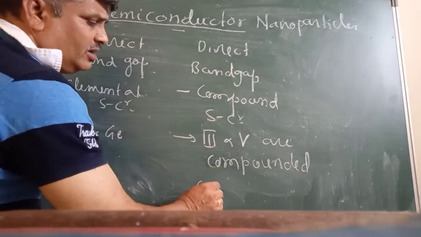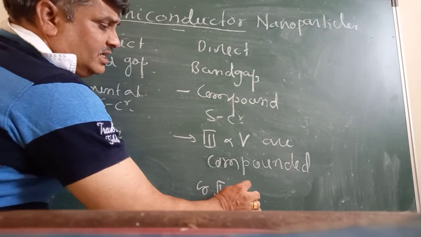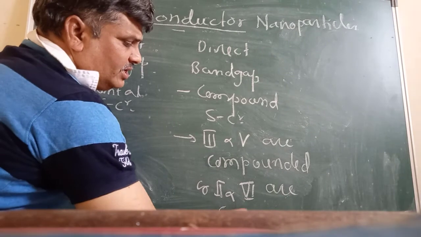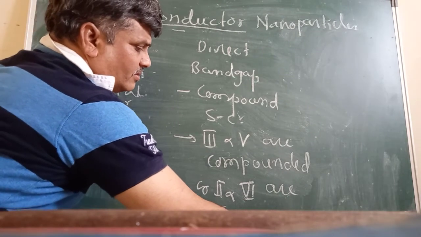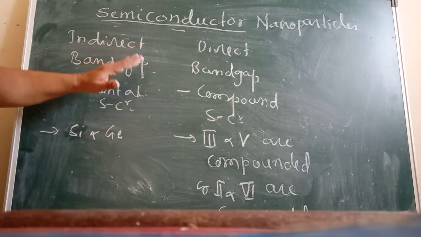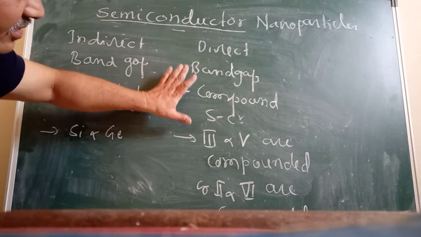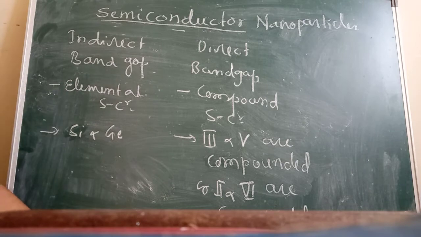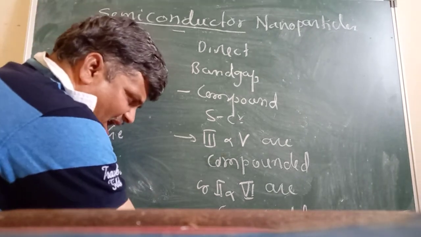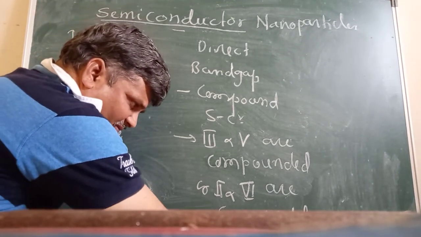Okay, groups 2 and 6 are compounded together. Compounded together, these are the direct bandgap semiconductors. And another one is group IV and IV.